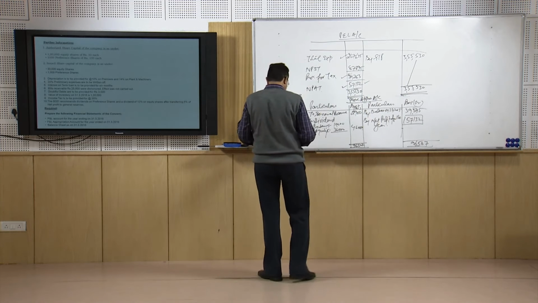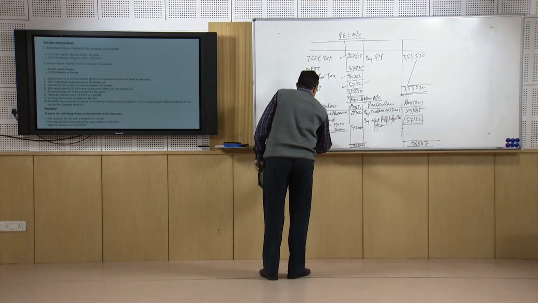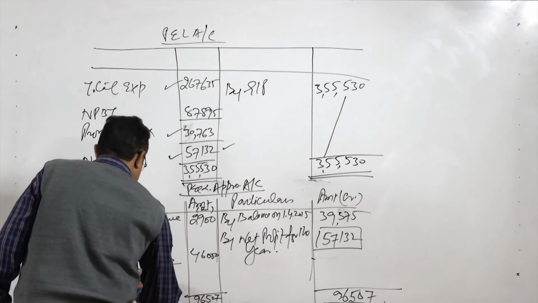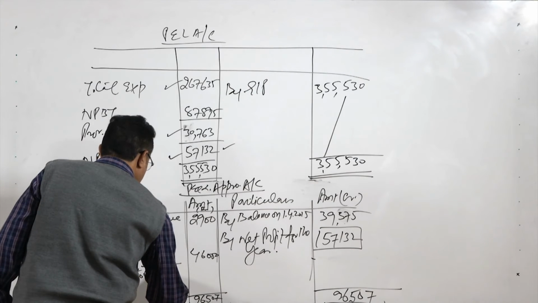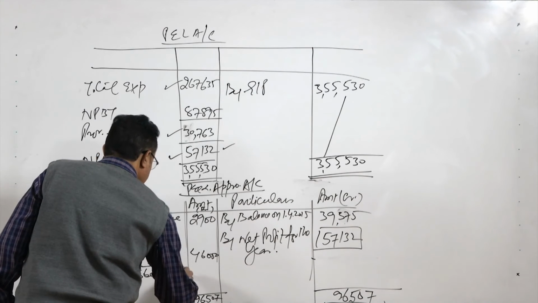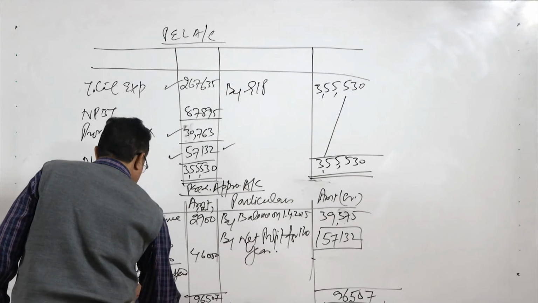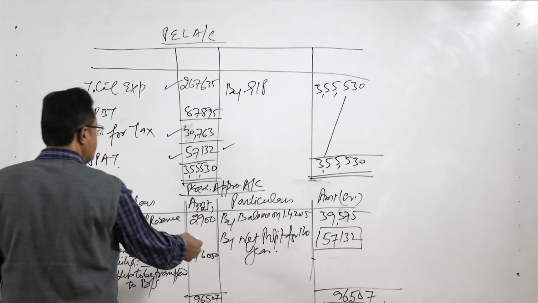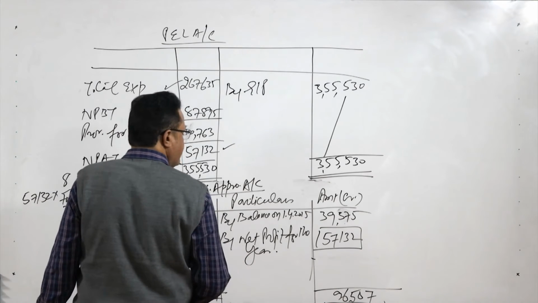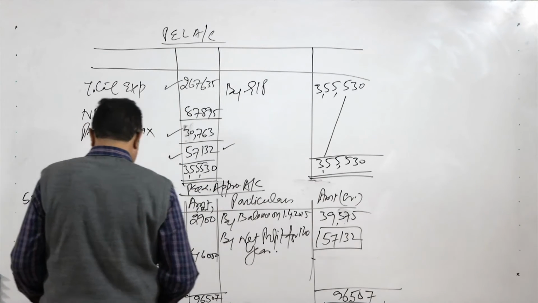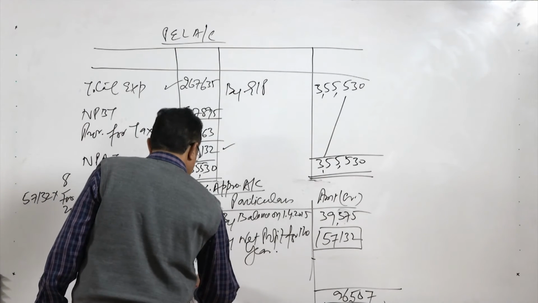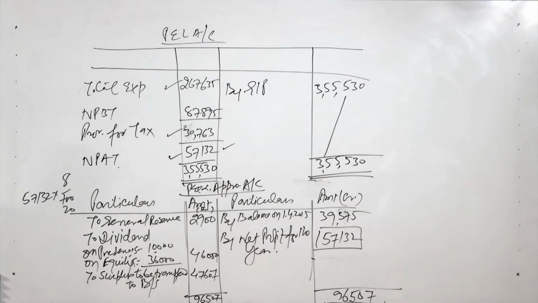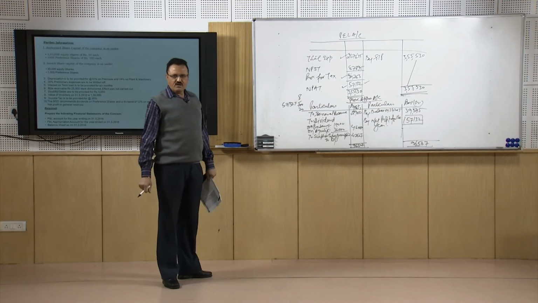And what is the remaining amount now? The surplus to be transferred to the balance sheet. And what is the difference now? The balance amount is 47,607, which is going to be transferred to the balance sheet as the profit of the year.